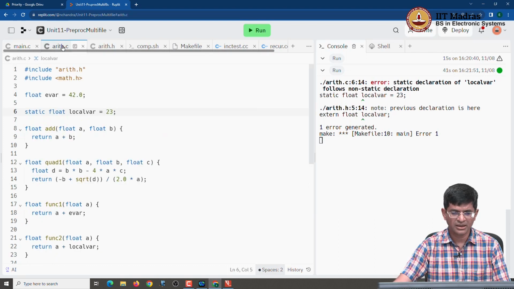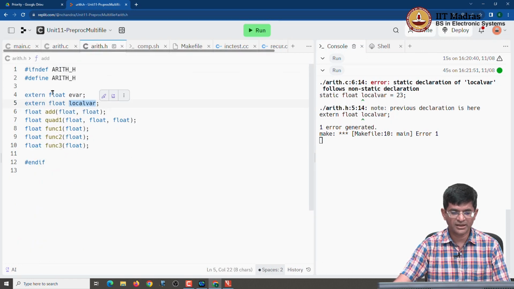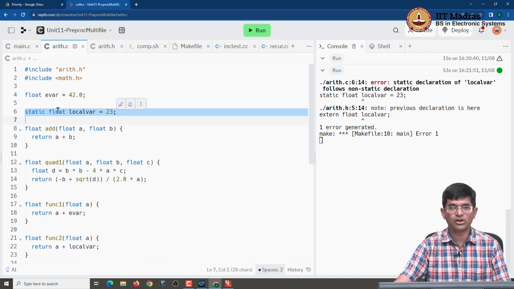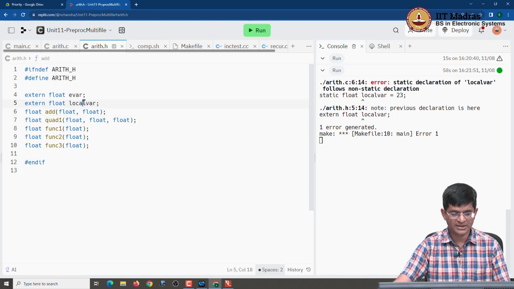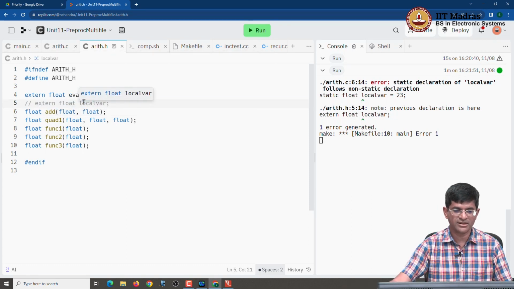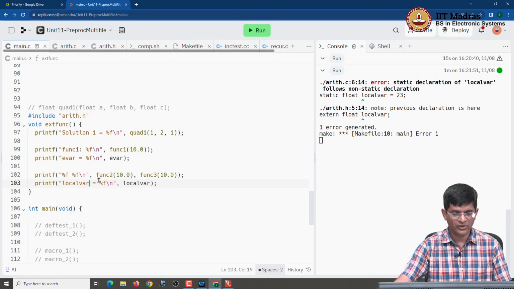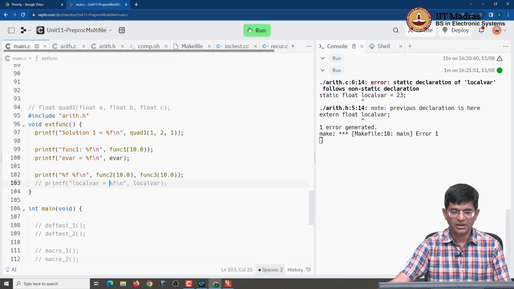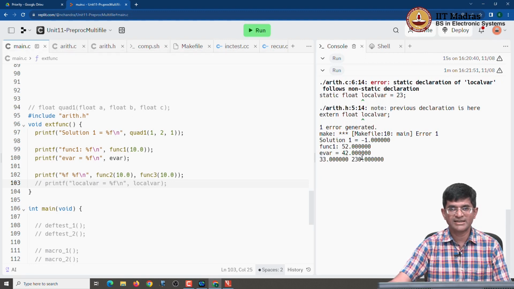What does that mean? Arith.c first included arith.h. Within arith.h, I had a non-static declaration, an extern declaration, and over here I have a static declaration, and these two are conflicting with each other. So it basically does not permit me to do this. I cannot have an extern float localvar out here, which also means I cannot have this definition out here, and as long as I take both of those out of the picture, my code compiles and runs fine.